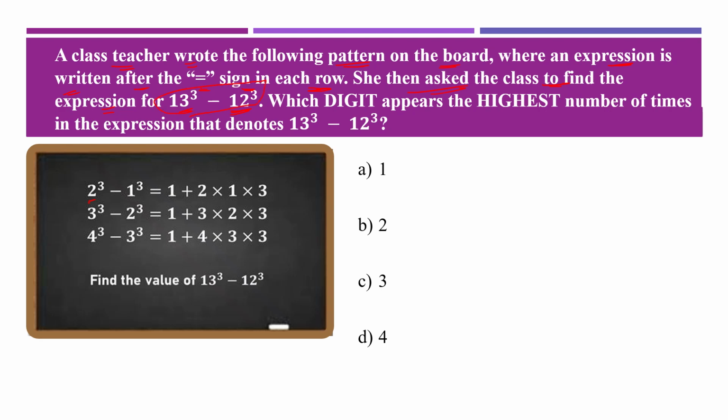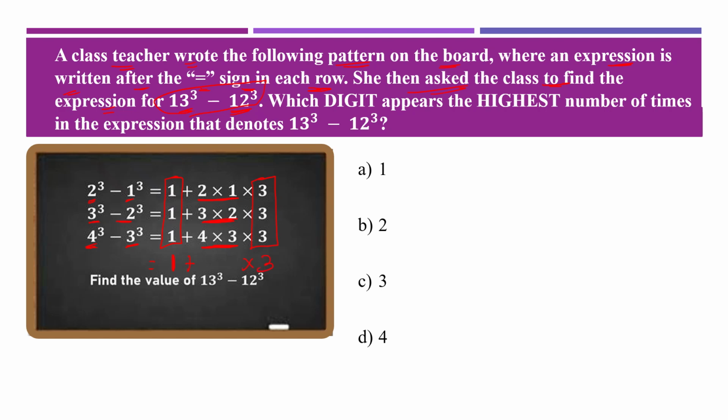Here we have 2 cube minus 1 cube, and I see 2 times 1 here. 3 cube minus 2 cube, I see 3 times 2 here. 4 cube minus 3 cube, I see 4 times 3 here. And these ones are in common. At the same time, these threes are also in common. So let's note down the same 1 as it is, plus and here times 3.